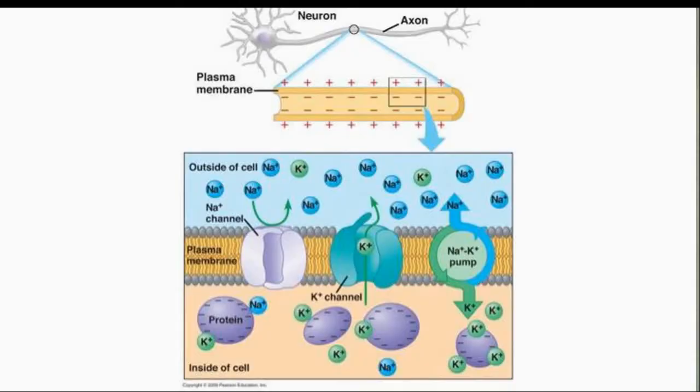This is because the concentration of sodium ions outside the membrane is higher than the concentration of potassium ion inside the membrane. The plasma membrane is more permeable to potassium ions, so this gradient is less and potassium potential is less. The second part is action potential.